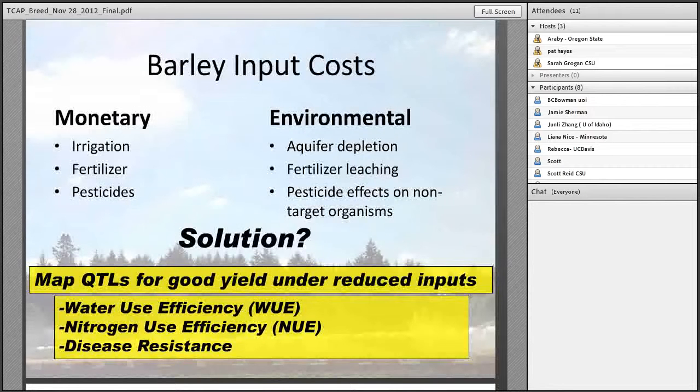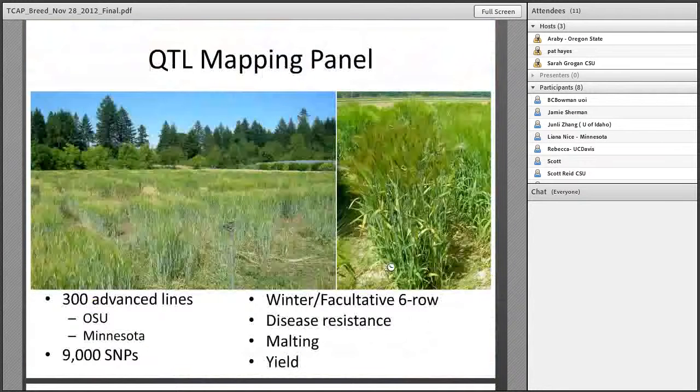Elite cultivar level yields. So how am I going to do this? Well, I have my association mapping panel, and it has 300 advanced lines from the barley breeding programs of Oregon State University and the University of Minnesota. They're all genotyped with the 9K. They are all winter or facultative, mostly facultative 6-row barley.